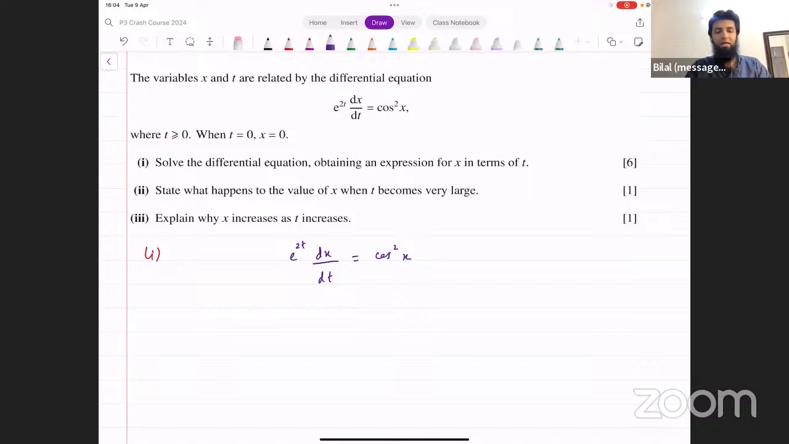Now, in the first part, they ask us to solve this differential equation, obtaining an expression for x in terms of t. Now, how do you do that? How do you start with this? The first thing you have to do is separate the variables. You want x terms on one side and t terms on the other side.